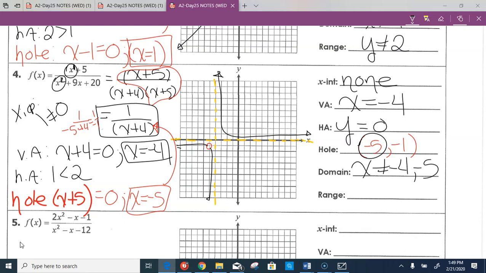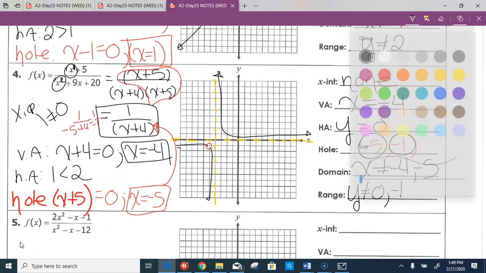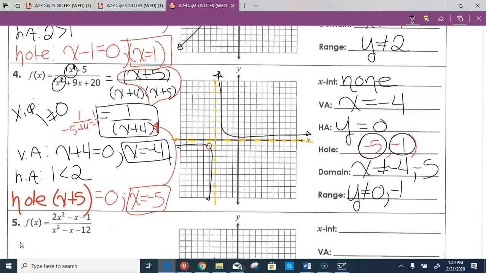It doesn't have a meaning there, it doesn't exist there either. Same thing with my y values. I have y values everywhere except at 0 and at negative 1, because that hole means it doesn't exist there either. So those are 2 gaps for that example. Let's go on to number 5 now.